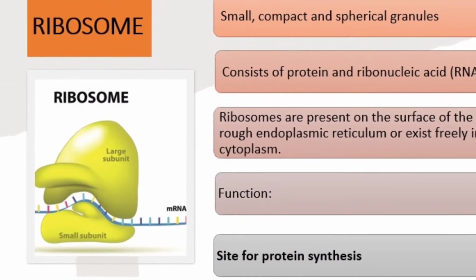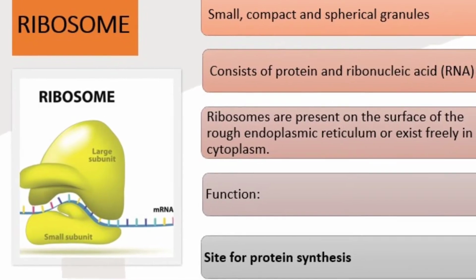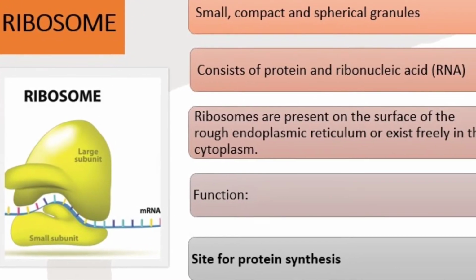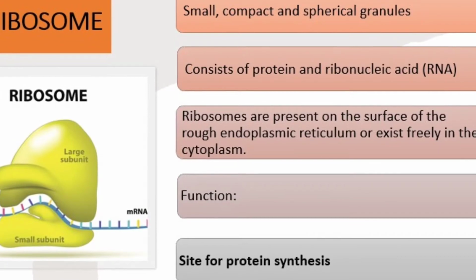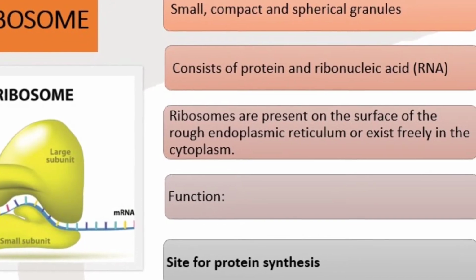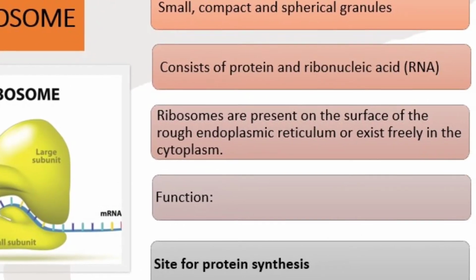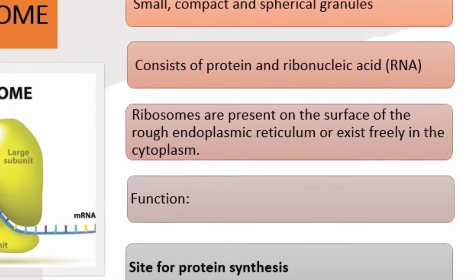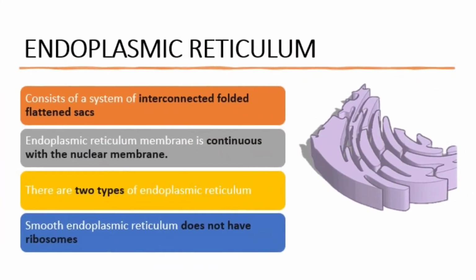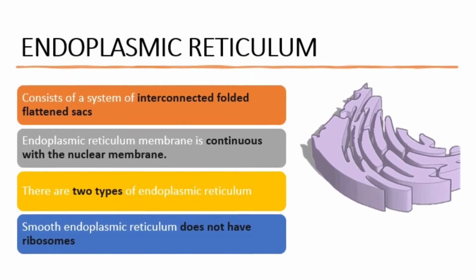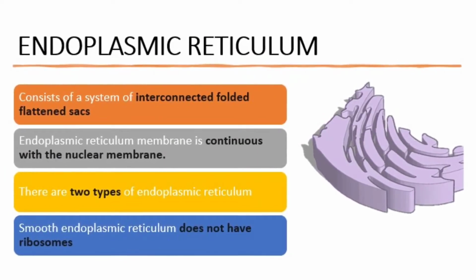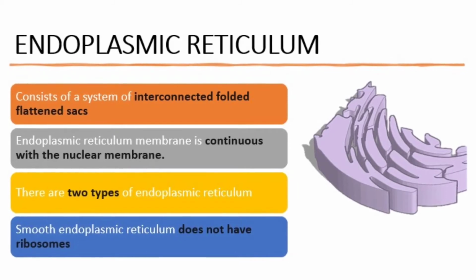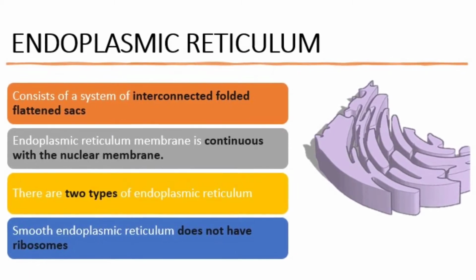The ribosome has small, compact and spherical granules, consisting of protein and RNA. These ribosomes are present on the surface of the rough endoplasmic reticulum and exist freely in the cytoplasm. Function: the site for protein synthesis. Endoplasmic reticulum consists of interconnected folded flattened sacs, and the endoplasmic reticulum is continuous with the nuclear membrane.